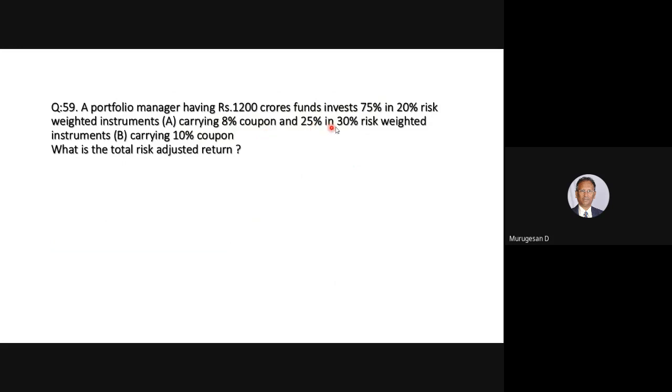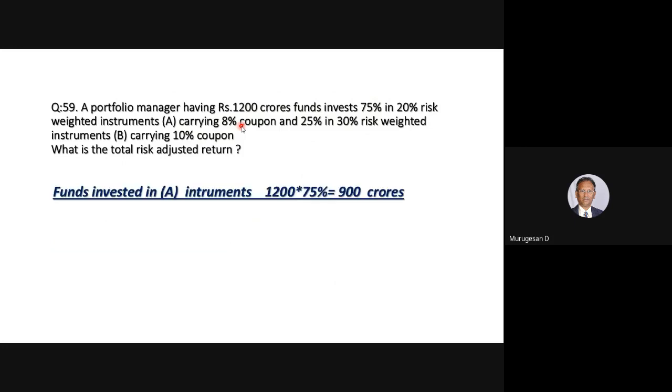This 25, 30, they give just to confuse you. Read the question carefully. This 75 means 75% of the funds. This 25 means 25% of the funds. This 30 means risk. This 80 means interest. With all these percentages, when you read, don't get confused. Have a clear approach. This is how the question has to be solved.